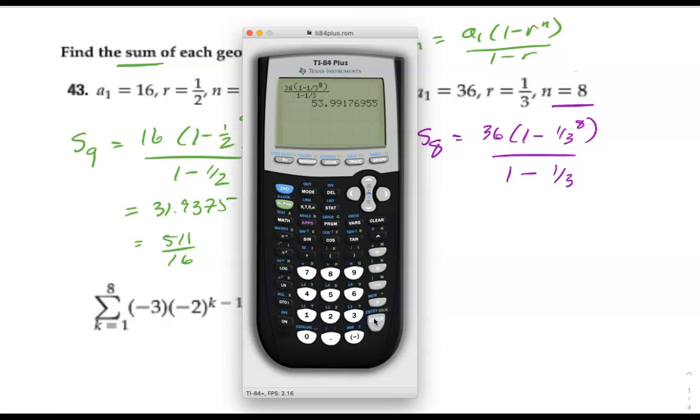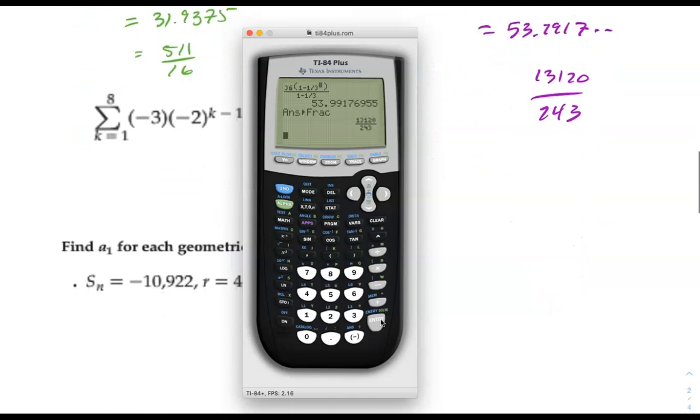So 53 point blah blah blah. Or as a fraction, might be a little nicer in this case. Or just as disgusting. So there we go. Next one.